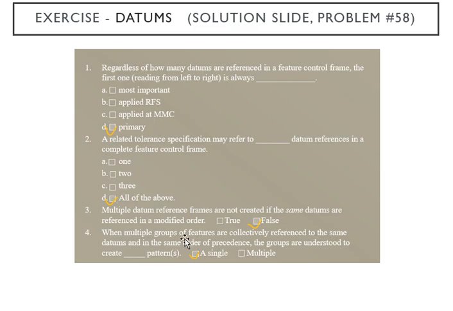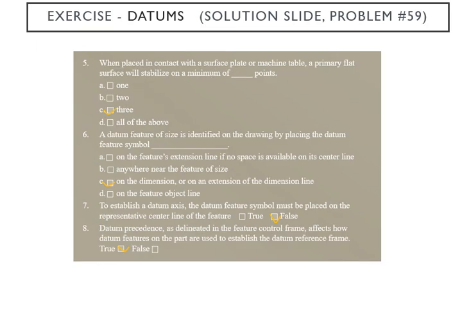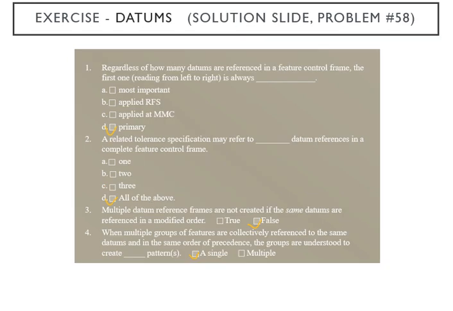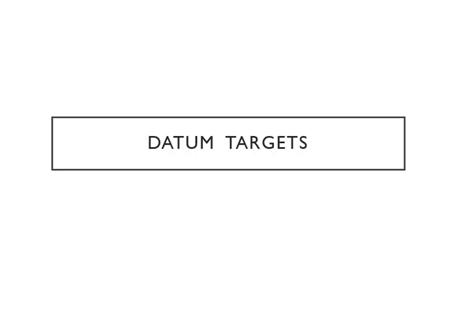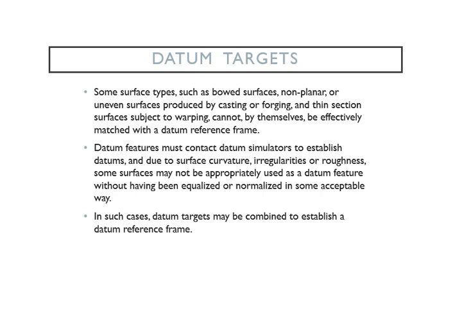And I do that for you. So this is your job. Okay, I'm not going to read all of that. Please do all of this. And problem numbers are given to you: 58, 59, 60. Datum targets. I'm going to get into it.